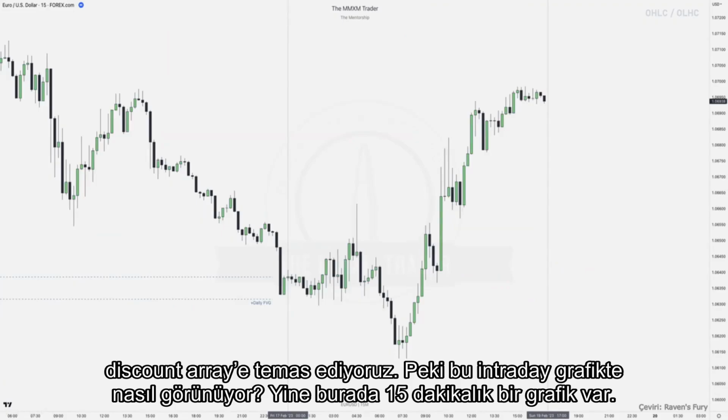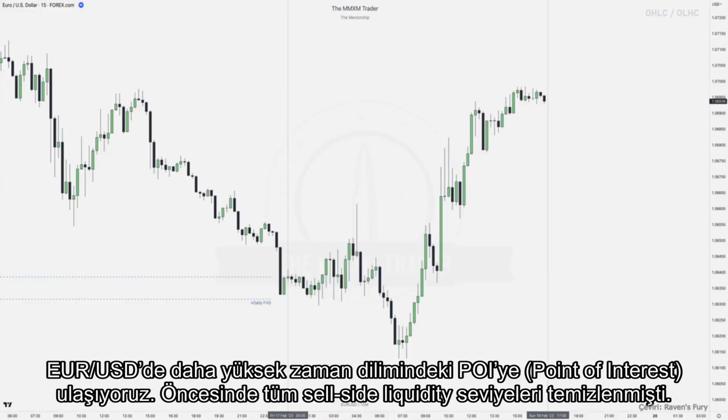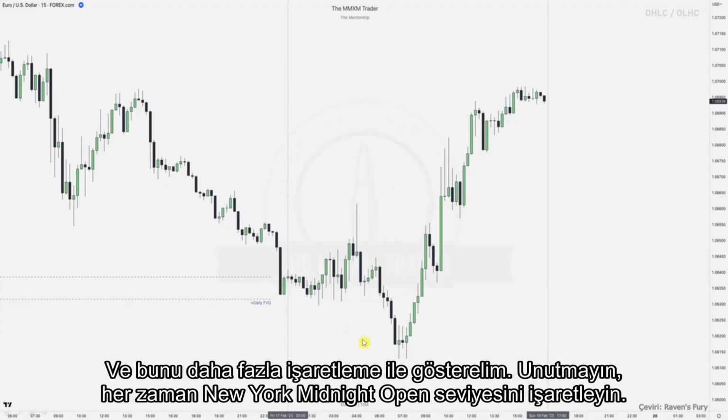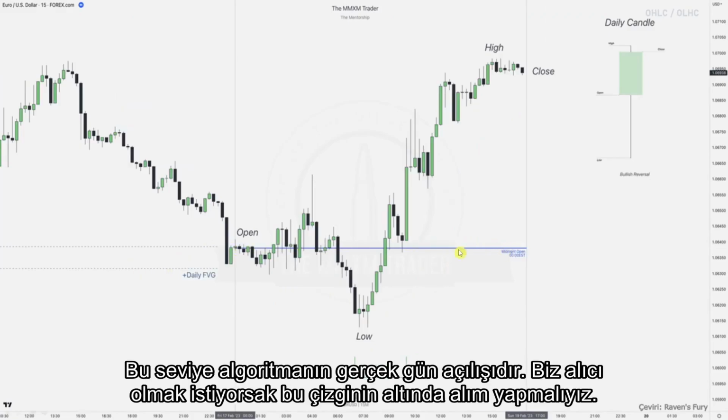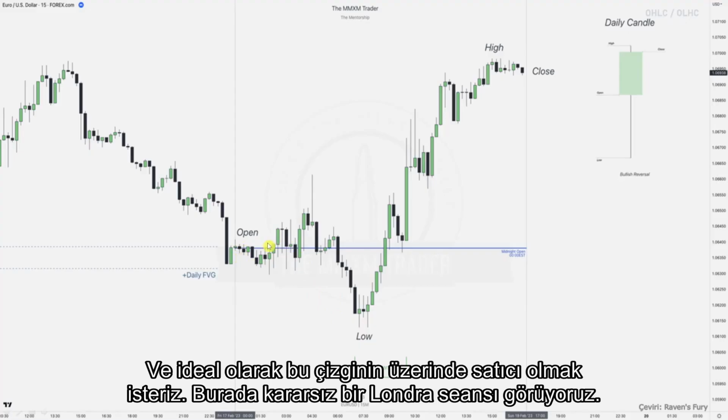Again, we have a 15-minute chart for Euro USD. We're hitting that higher time frame POI, right? We took out all those sell side liquidity and outline this with more annotations. Again, always outline your New York midnight opening price, right? That is the true day open of the algorithm. We want to be buyers below this line and we want to be sellers ideally above this line.